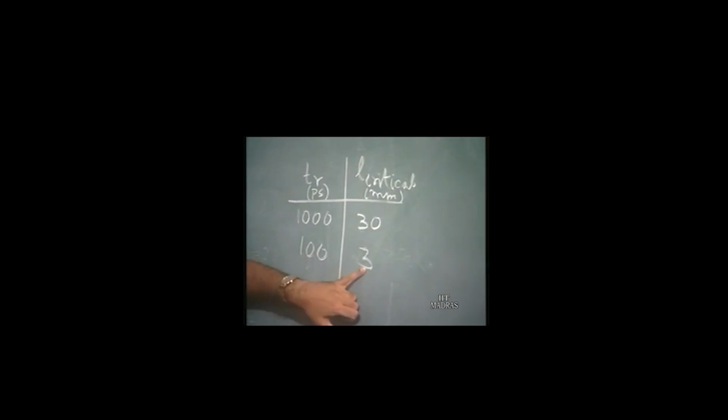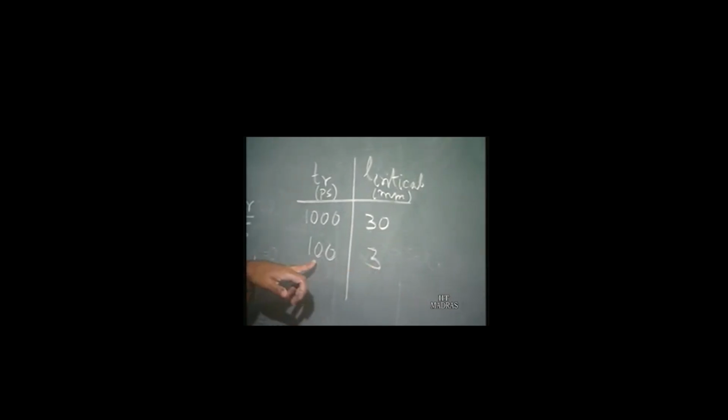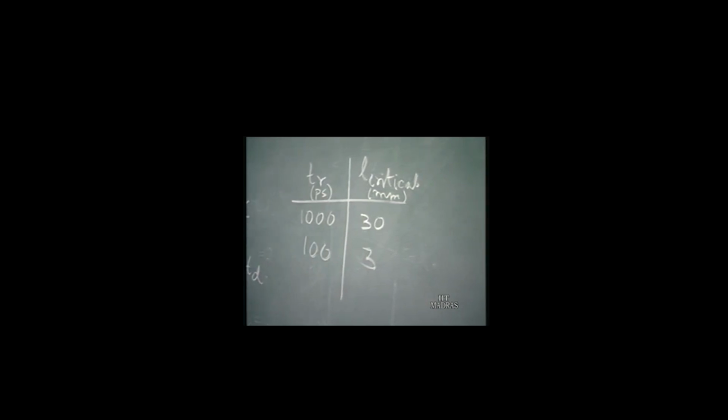Now if it goes down to 100 picoseconds, then this will also go down to 3 millimeters. That is, if the rise time is 100 picoseconds, then the critical length of the line is 3 millimeter. That means if the line length goes below 3 millimeter, we have to be careful. Similarly, it scales linearly, so if you go down to 50, this one will be 1.5.